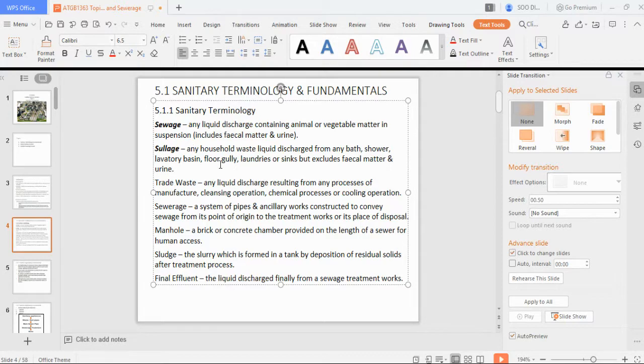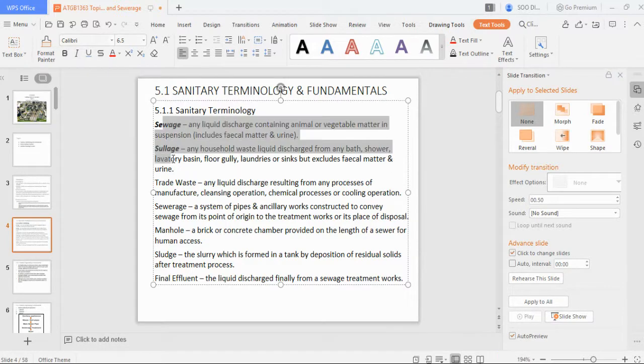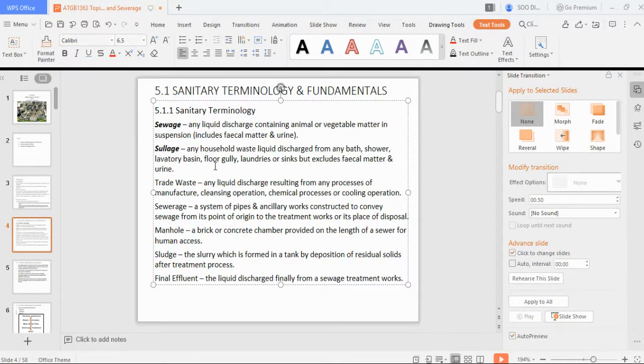So if you live in a landed house, you can try to find out where your kitchen waste is being discharged. Sometimes you won't be able to see it because your drainage is usually covered, but in some houses you'll be able to find out that the kitchen waste is actually being discharged directly out to your outer perimeter drainage. So sewage is any wastewater that is not fecal matter or urine. These are the 2 waste materials that will be generated in our house.